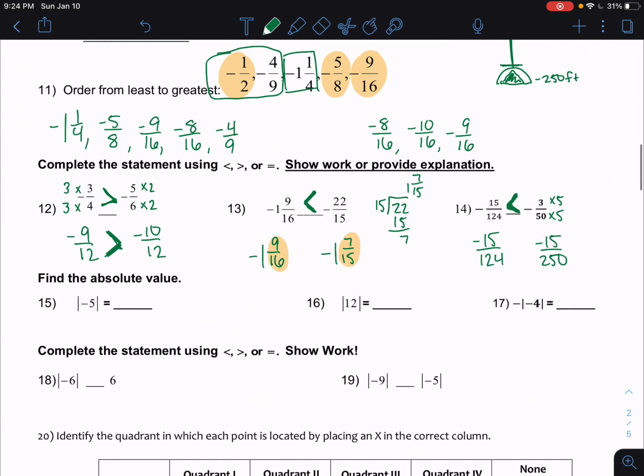15, 16, and 17, we're just finding absolute value. Remember that absolute value is the distance from 0 on a number line, and distance cannot be negative. We talked about that a lot this chapter, and I feel like I keep repeating it. The absolute value of negative 5 is positive 5. The absolute value of 12 is 12. And the opposite, so we're going to do this absolute value first. So the opposite of the absolute value of negative 4, I'm going to do this first, and I get the opposite of positive 4, which is negative 4.